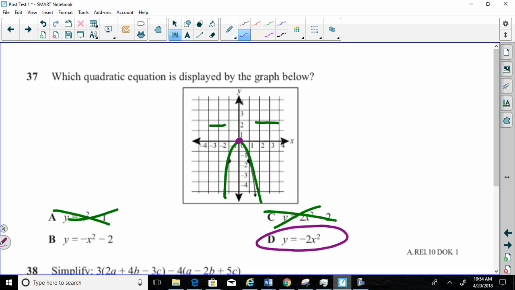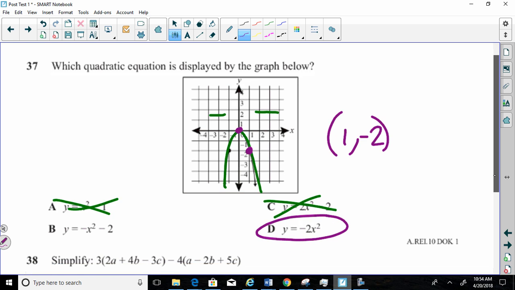You could also always take a point from here, so that's why they give you this point right here, and plug that point in. So this would be 1 comma negative 2. You could plug in 1 for x, and your y should be negative 2. So when you're checking your work, that's always something you can do.